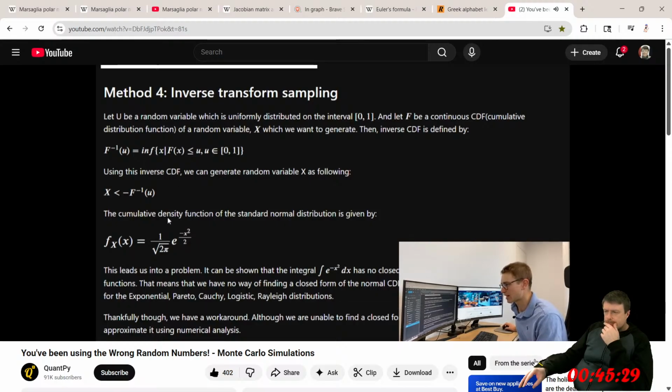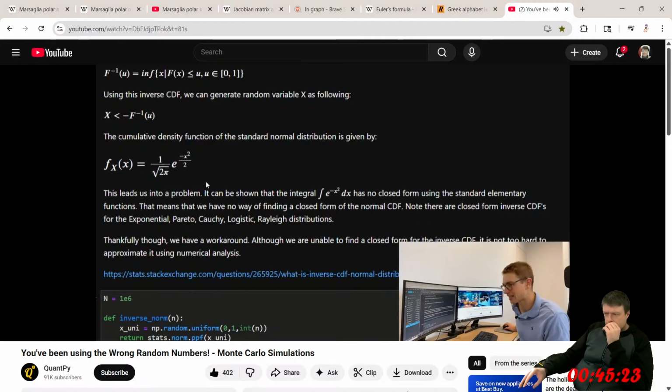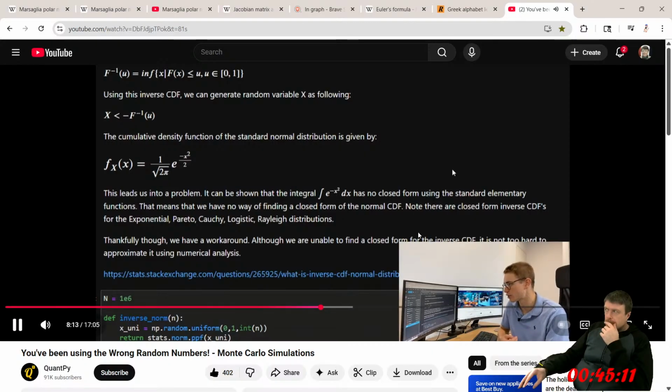So now the cumulative density function of a standard normal distribution is given like this, and we're all very familiar with this. But this leads to a problem because it can be shown that the integral of e to the power negative x squared has no closed form using the standard elementary functions.